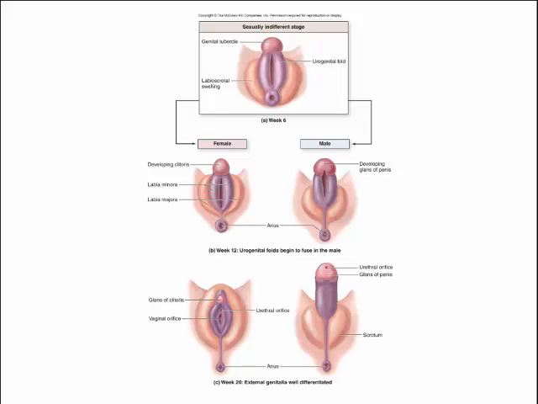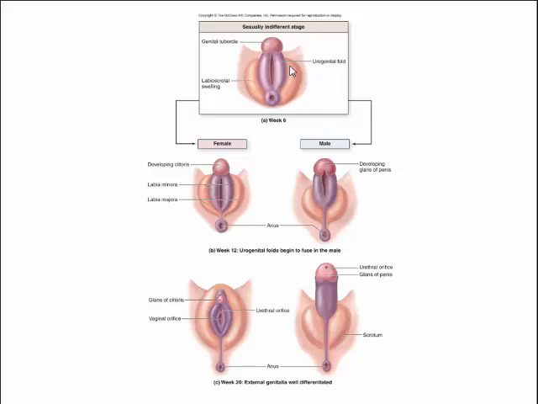Development of external genitalia parallels the development of the internal reproductive organs. Again, at about week 6, we are sexually undifferentiated. A genital tubercle sits anteriorly past the urogenital folds on either side. Labioscrotal swellings surround the urogenital folds.